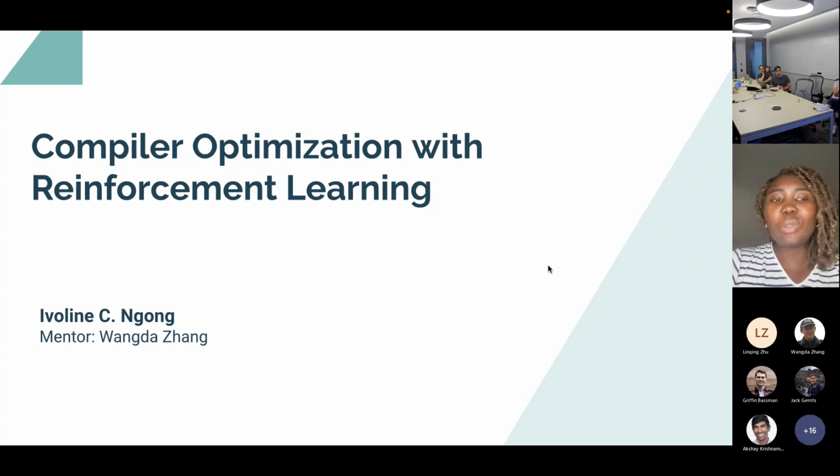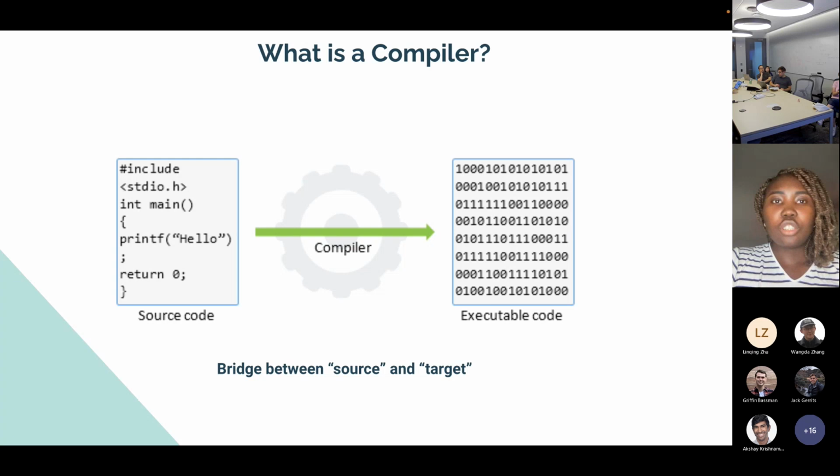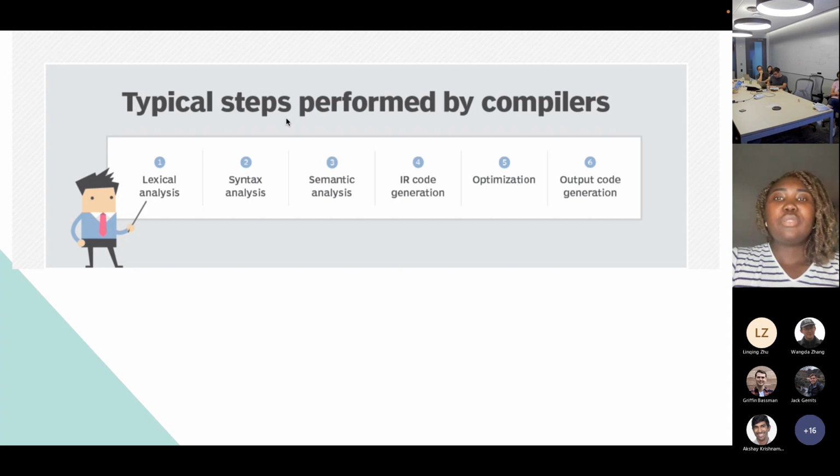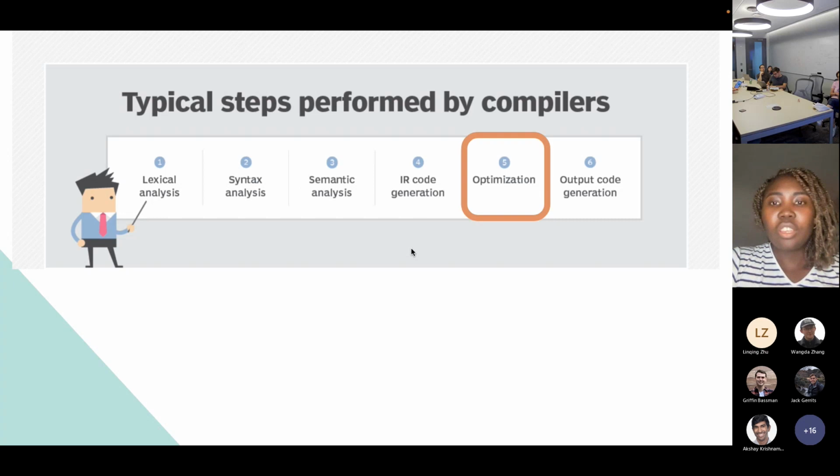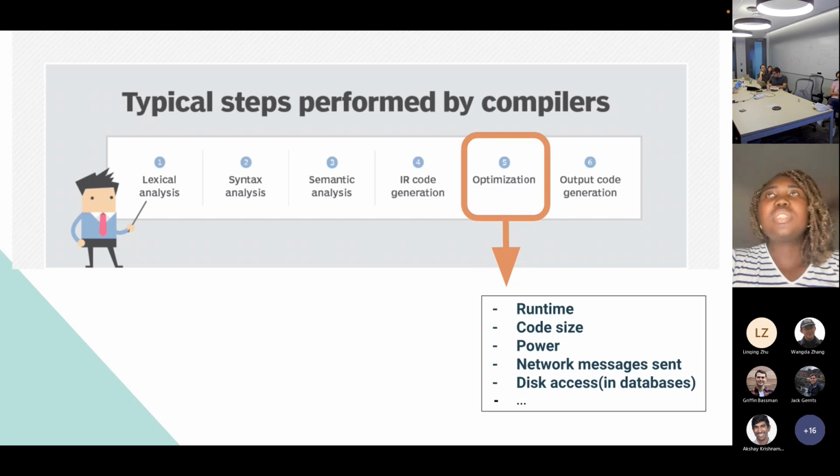And so most of us know what the compiler is, I guess. A compiler is a program that translates source code into executable binaries, like assembly or bytecode. And it does this in six steps. We are going to be focusing on the optimization step here, where the goal of optimization is to produce a semantically equivalent program that uses fewer resources. This could be making the program execute faster, use less memory or power, and many other optimization goals.